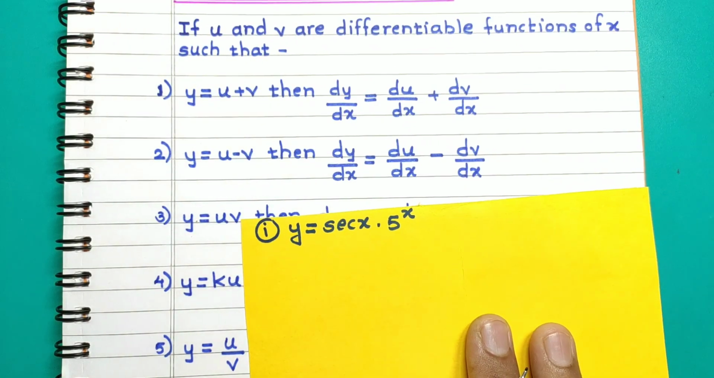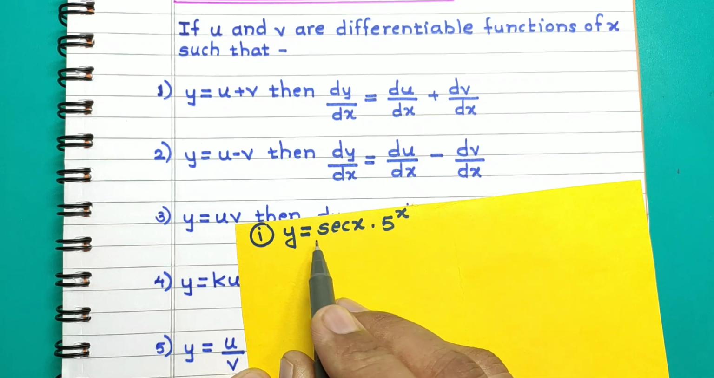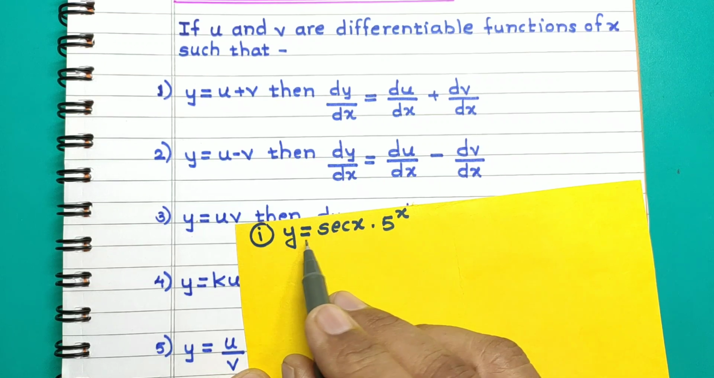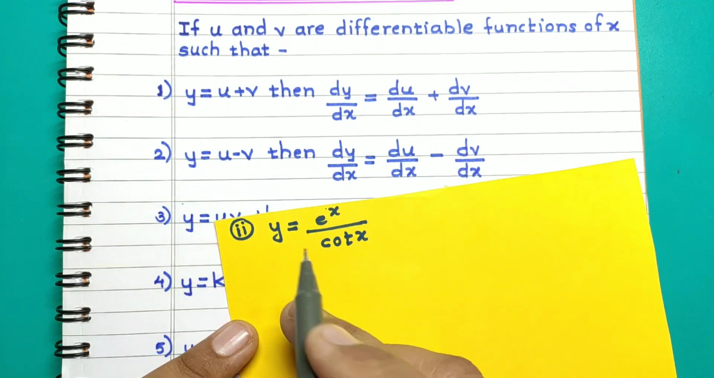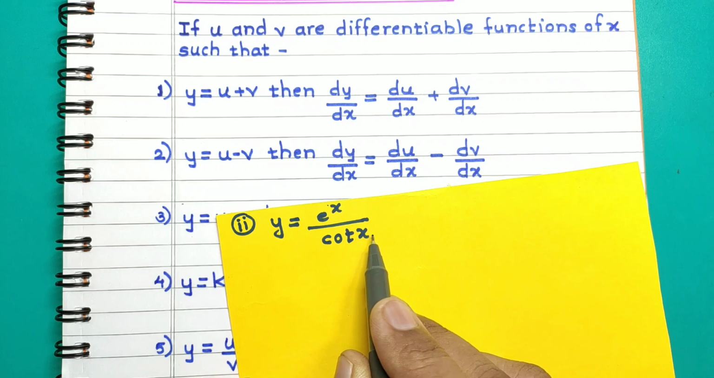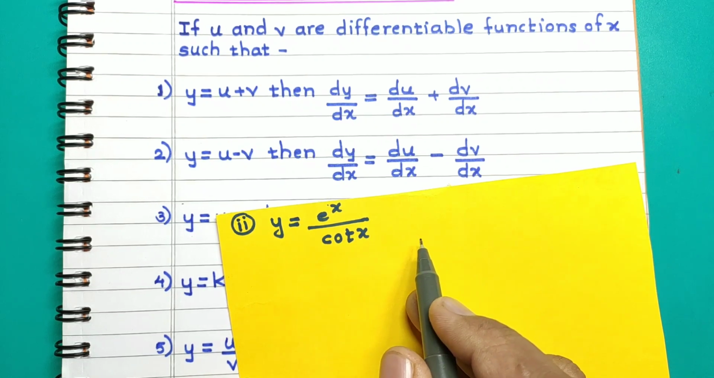Now students, you do these 2 examples on your own. Find derivatives of these functions. First is y is equal to sec x into e raised to x, and second is y is equal to e raised to x upon cot x. I'll give solutions to these 2 problems in the next session.